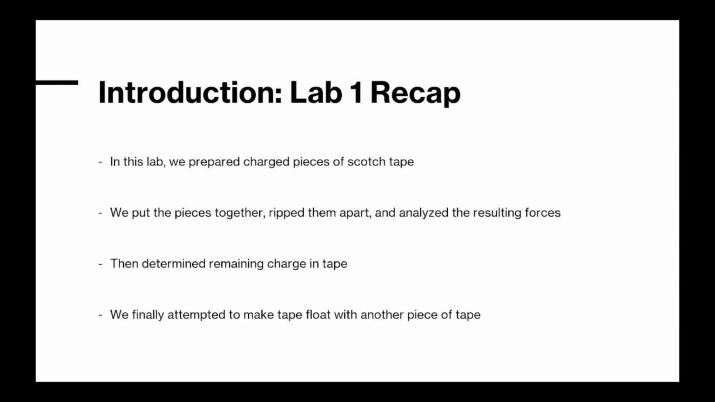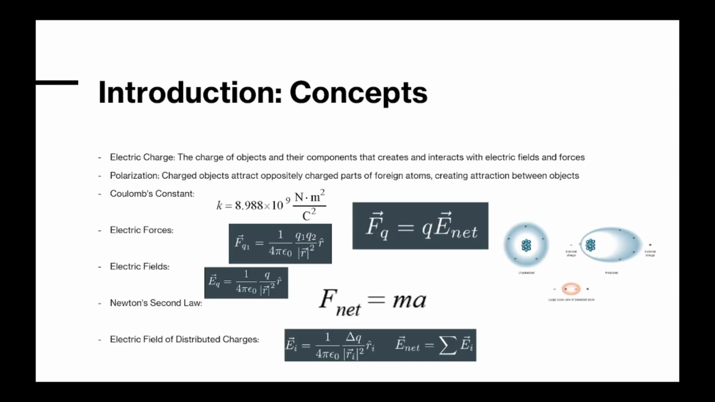So first, the Lab 1 recap. In this lab, we just prepared charged pieces of Scotch tape, put the pieces together, ripped them apart, and analyzed the resulting forces. Then we determined remaining charge on the tape. And then after looking at these physics concepts, we attempted to make tape float with another piece of tape and then did a bunch of calculations there.